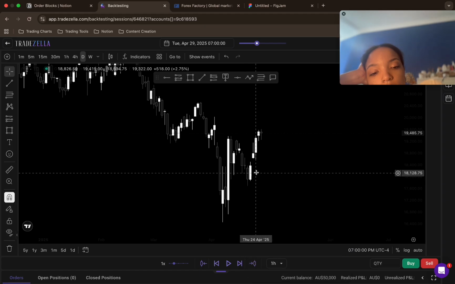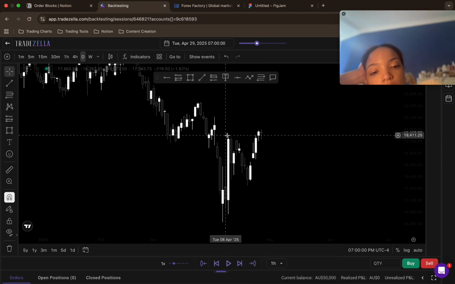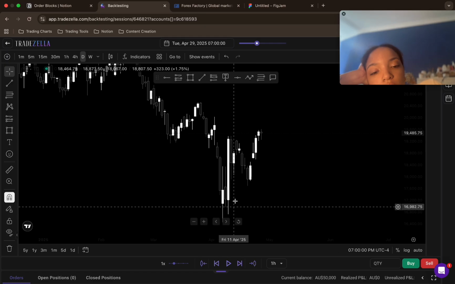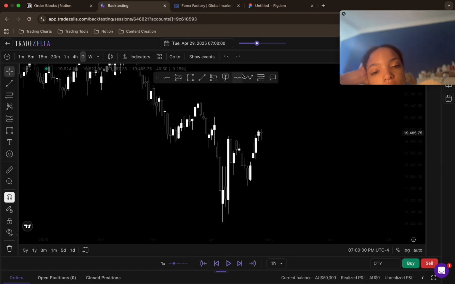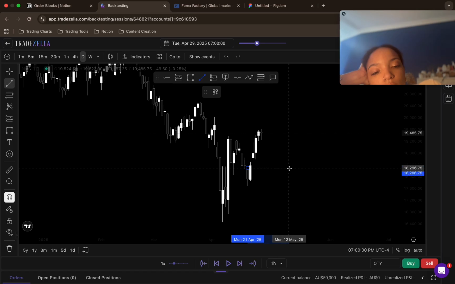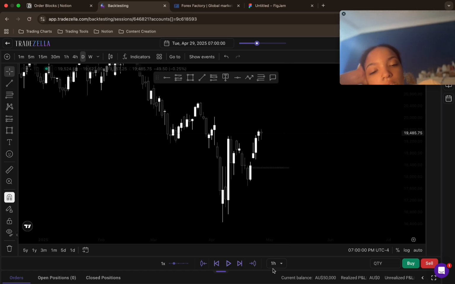Okay, well, we retrace into here. We have this pullback. We have this breaker structure now. We don't have an inducement there yet, but we have this bullish order block, which is exactly what we wanted to see.